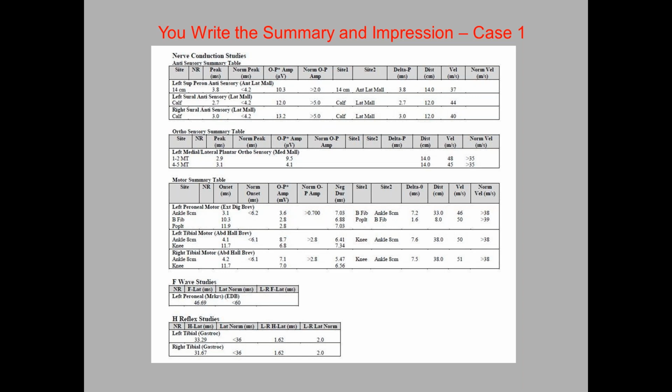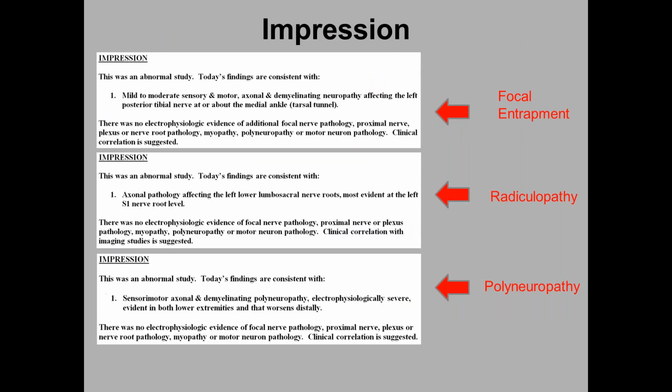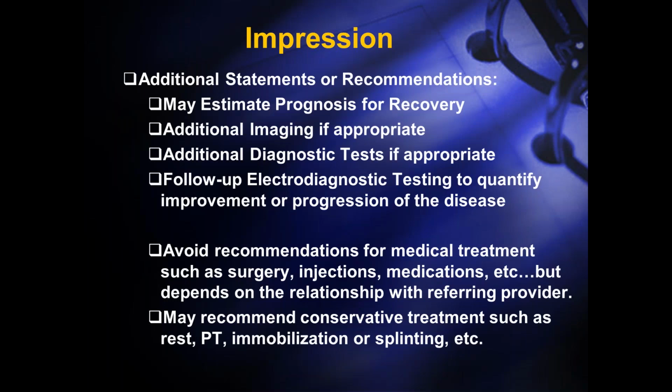So it would say something along the lines of all selected sensory, motor, and late responses in the bilateral lower extremities are within normal limits. Yes. Is that okay? The template's going to say something along those lines, right? Right. In fact, I'll tell you what it says. Here's one. Where's one of Mark's?